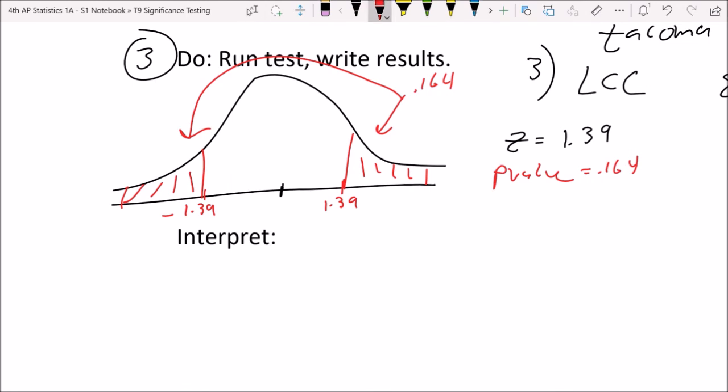So let's practice writing out that final interpretation. Since the p-value, which is equal to 0.164, is greater than alpha, which we're going to assume to be 0.05 since they didn't tell us, we fail to reject the null hypothesis.